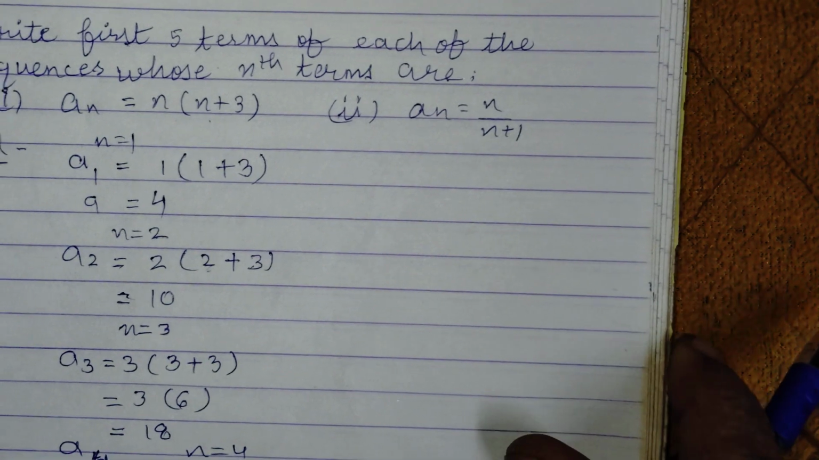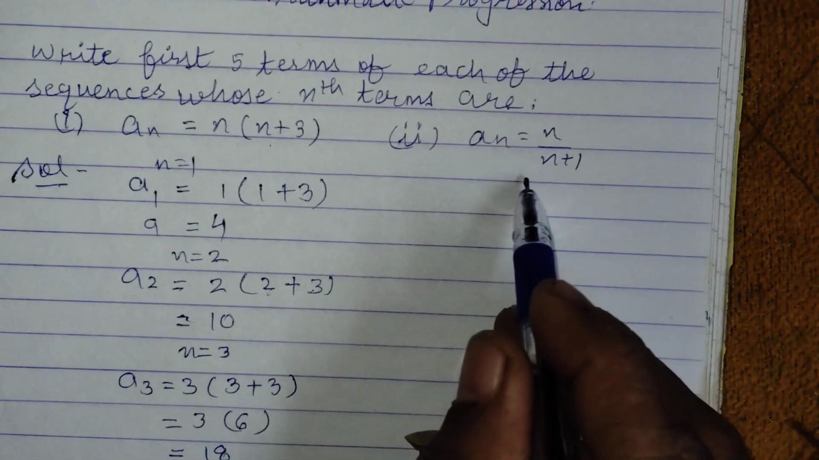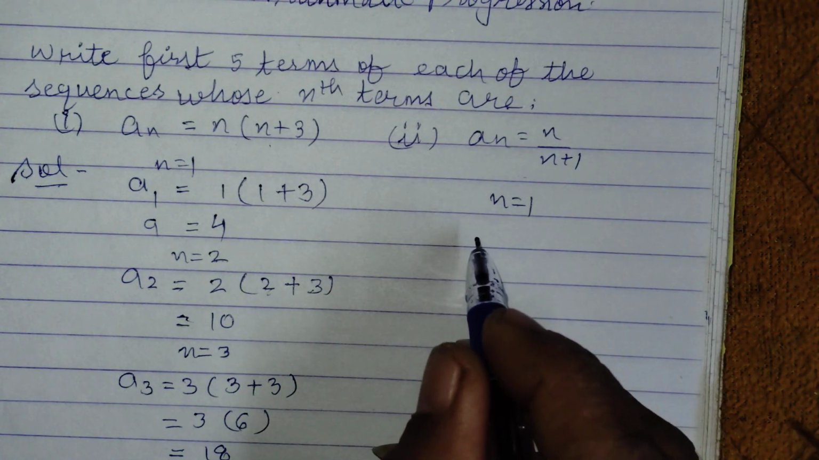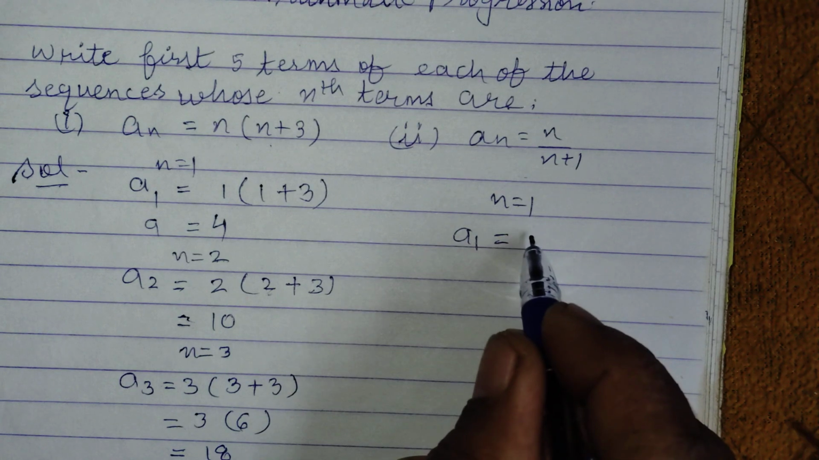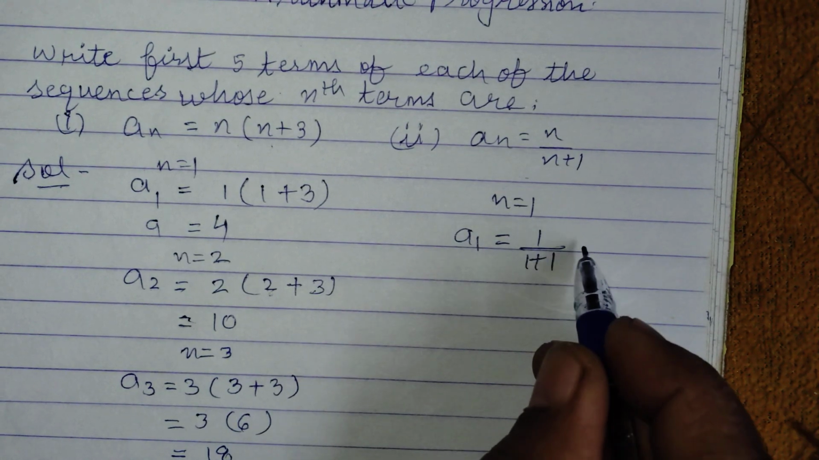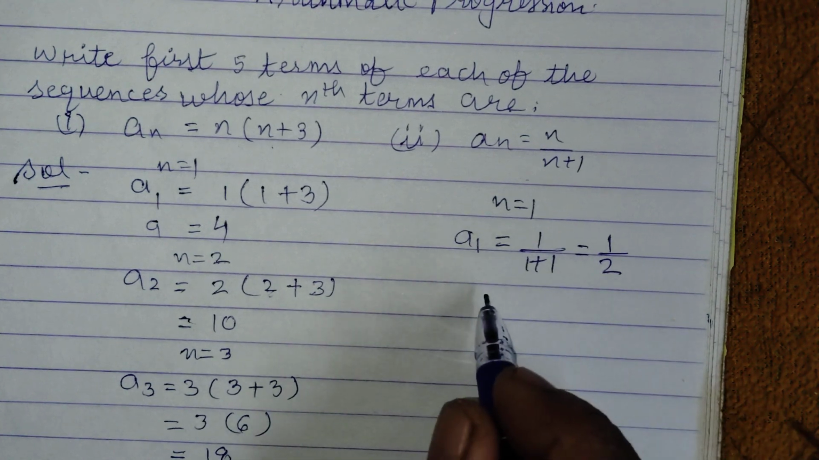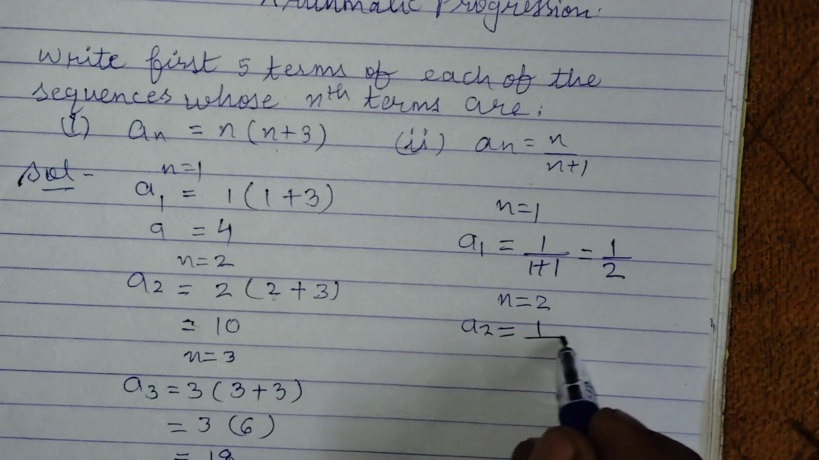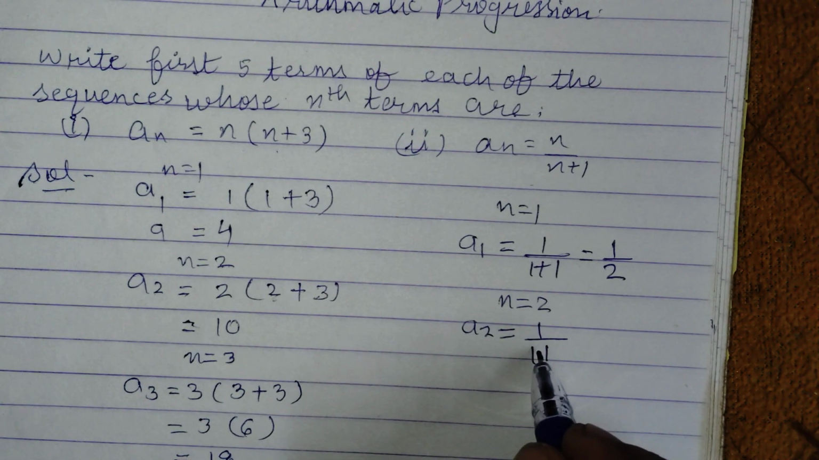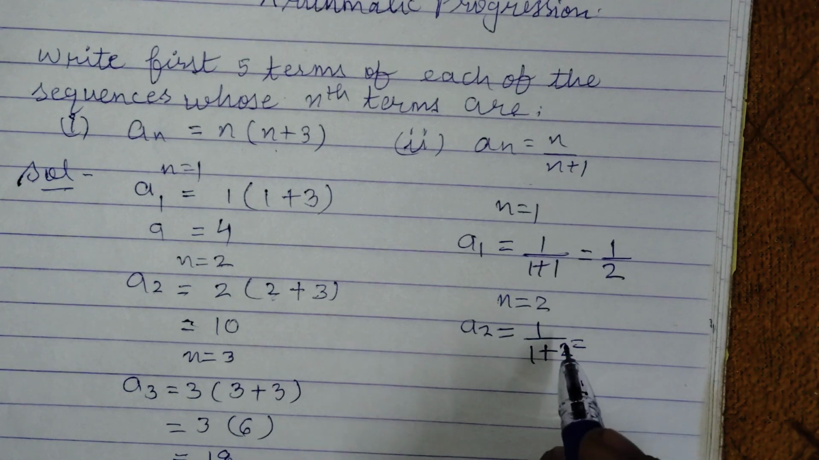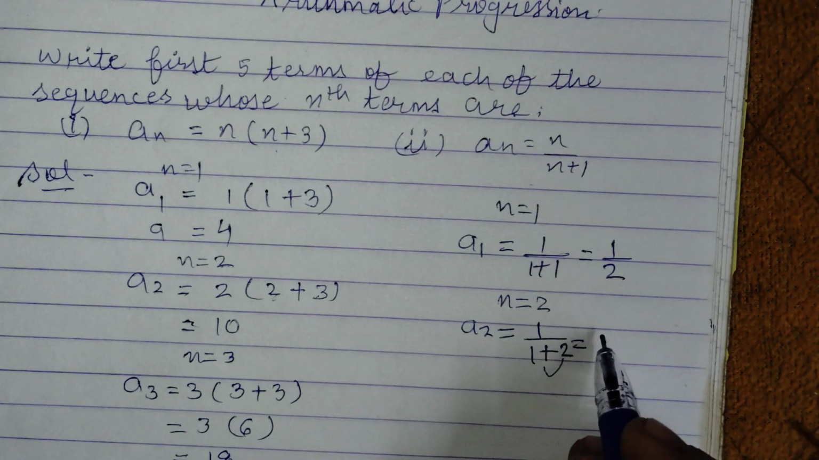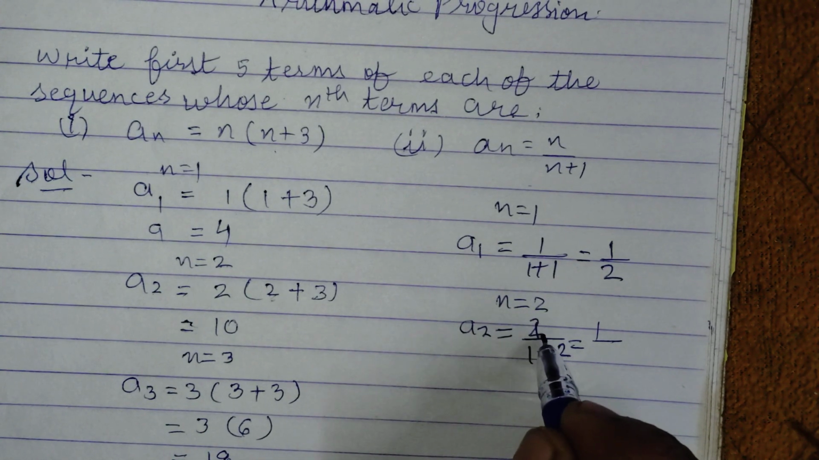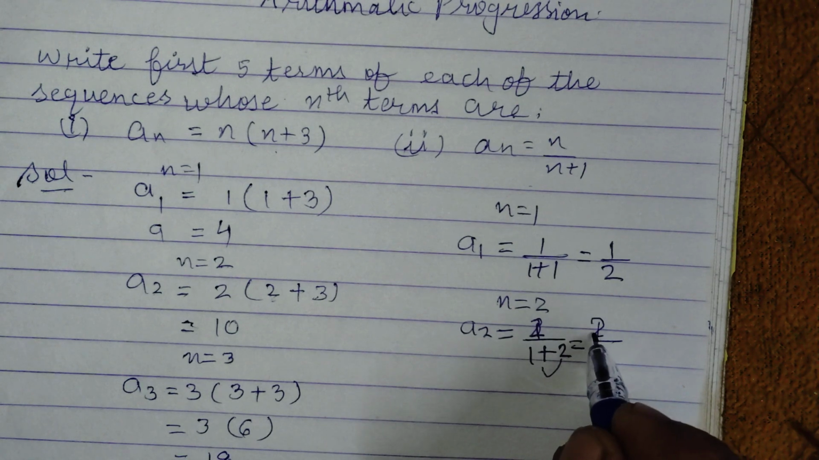Next, question number second part. Similarly here we replace n equal to 1. a_n equal to n upon n plus 1. So a1 equal to 1 upon 1 plus 1, which is 1 upon 2. Now n equal to 2. It gives a2 equal to 2 upon 2 plus 1. In the denominator n equal to 2, so the numerator also becomes 2. So it gives us 2 upon 3.